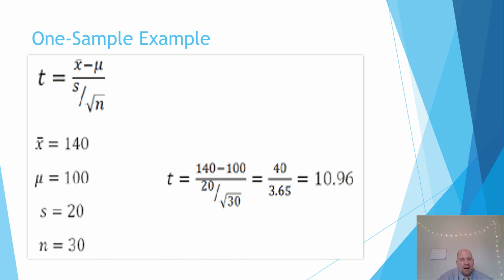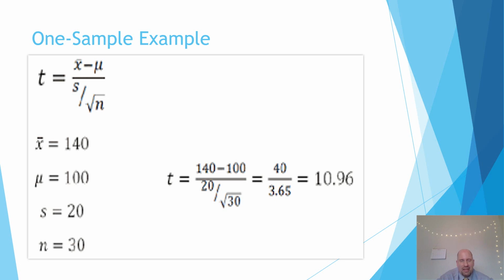Okay, I'm going to let you take a look at that and let it sink in. You can see that in this particular case, the X bar, the mean of the sample, is 140, whereas the mu is a value of 100. Standard deviation is 20. That's a pretty large standard deviation, divided by the square root of 29. Once you flesh that all out, you're going to get a value, and that's going to be your calculated t value.